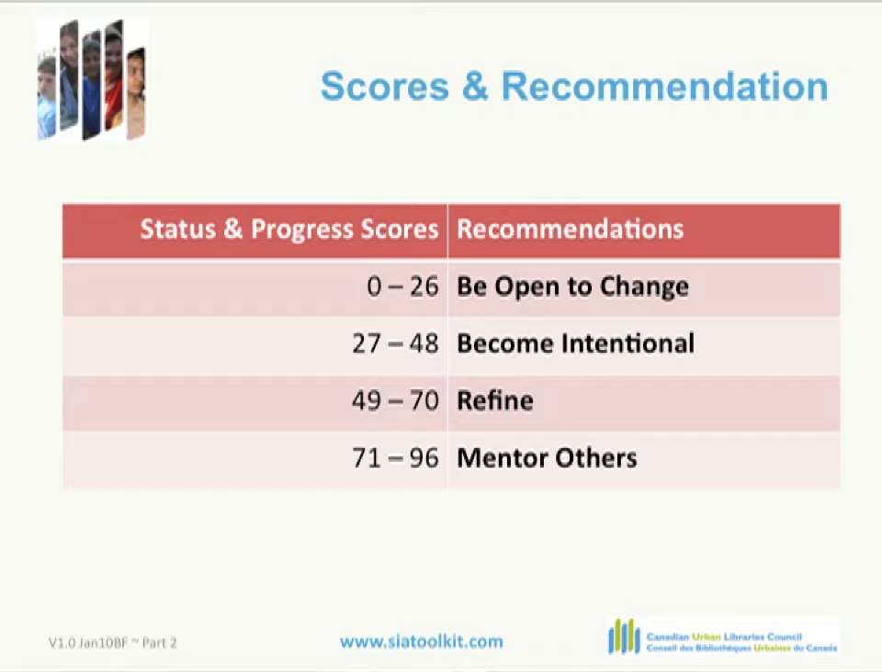So from 0 to 26, the recommendation is be open to change. And there's some feedback within the toolkit that will help an organization move from this level to the next level and so on. The second recommendation category would be 27 to 48, and the recommendation is become intentional. The third is to refine, and the fourth is to mentor others.